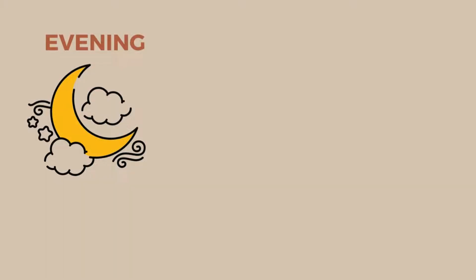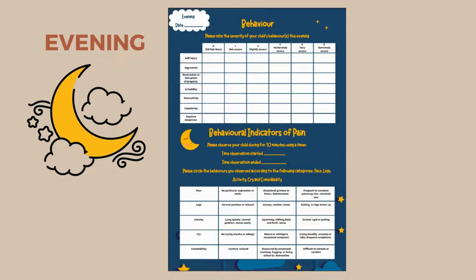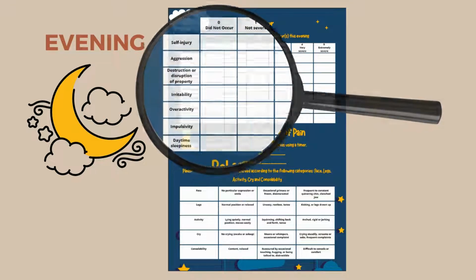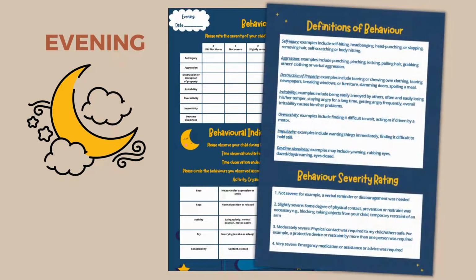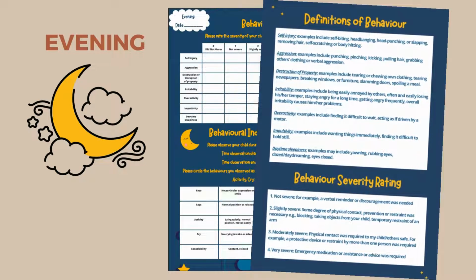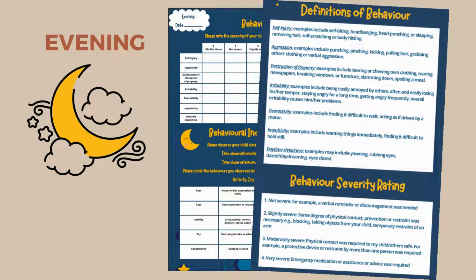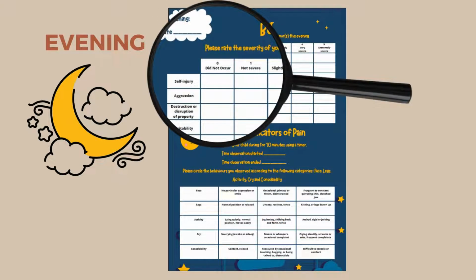I will first talk you through the evening section of the diary. The first section asks you to rate the severity of 7 aspects of behaviour. Definitions for each type of behaviour and examples to help you rate the severity of the behaviours can be found on page 2 of the research diary. There is also a box for you to indicate if the behaviour did not occur.